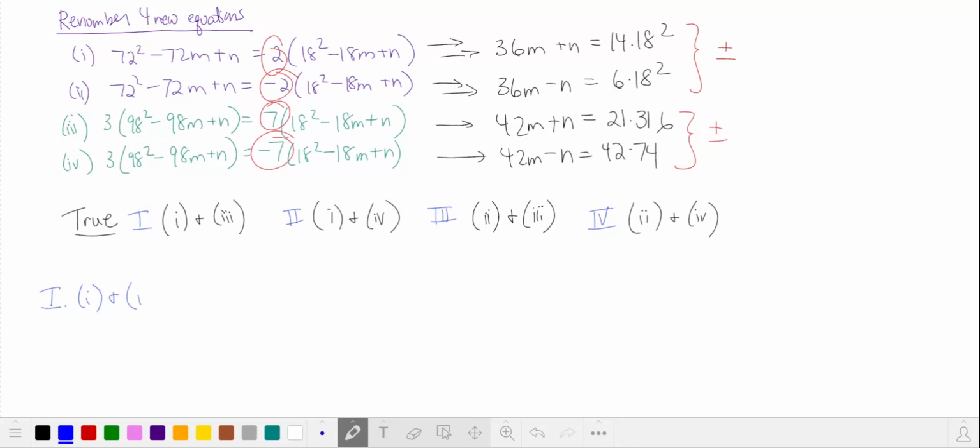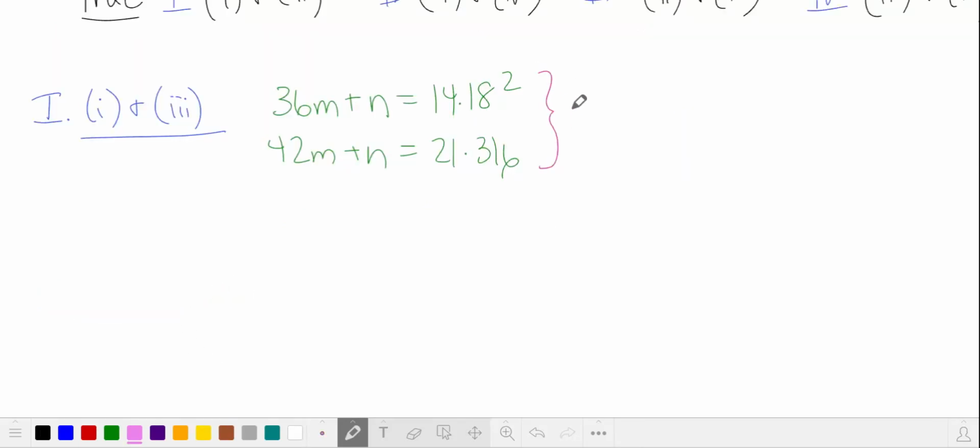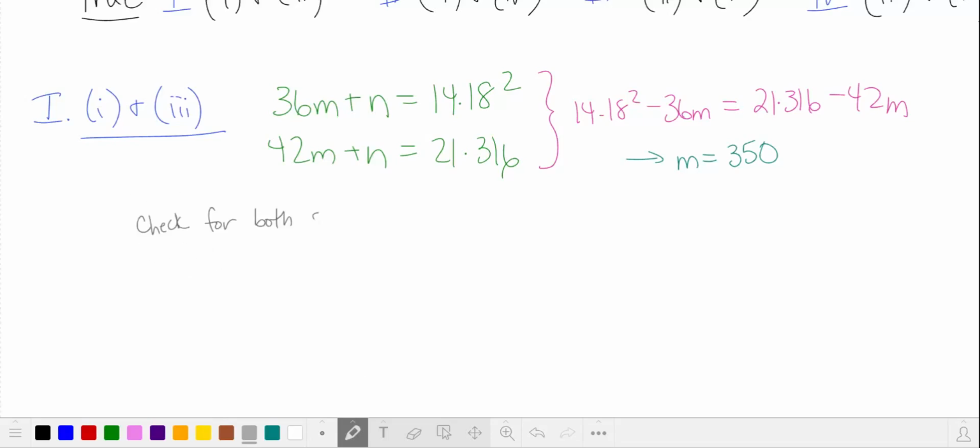We'll start with equations 1 and 3 simultaneously true. I'll rewrite them here. We'll solve both of these for n and set them equal to each other. Solving for m, we end up with m is equal to 350. The problem statement has that these conditions are true when x is positive, so we'll check for both solutions x greater than 0. In a quadratic, if our solutions for x are a and b, then our quadratic can be written as the product of these two factors and expanding.